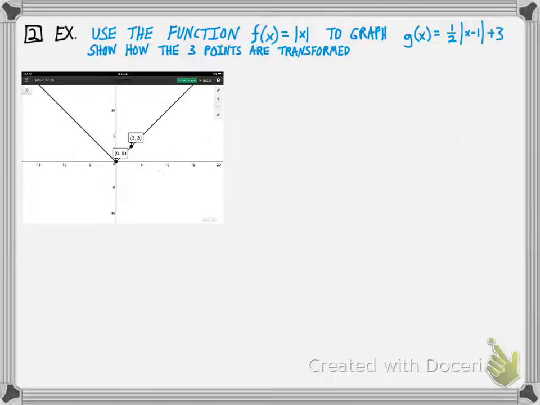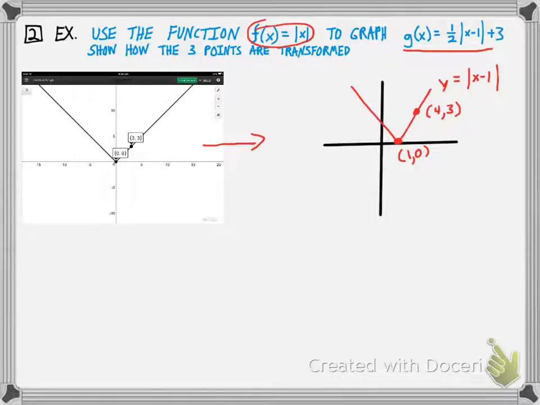All right, box two is an example. Our whole goal in this problem is to graph the function over here, g of x equals 1/2 the absolute value of x minus 1, plus 3. Kind of complicated, but really we want you to realize that it's just a version of our common function, absolute value of x. If I know that one, and I know my transformations, I should be able to do this.